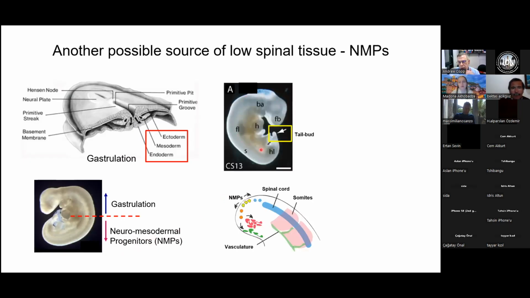And so in an embryo like this at Carnegie stage 13, the tail bud here is the site at which we have stem cells, these neuromesodermal progenitors, at the caudal end, which are proliferating, and they're giving rise to daughter cells that will form neural tube, will form somites, will form the vasculature, and so forth. And so this is truly a renewing stem cell population.